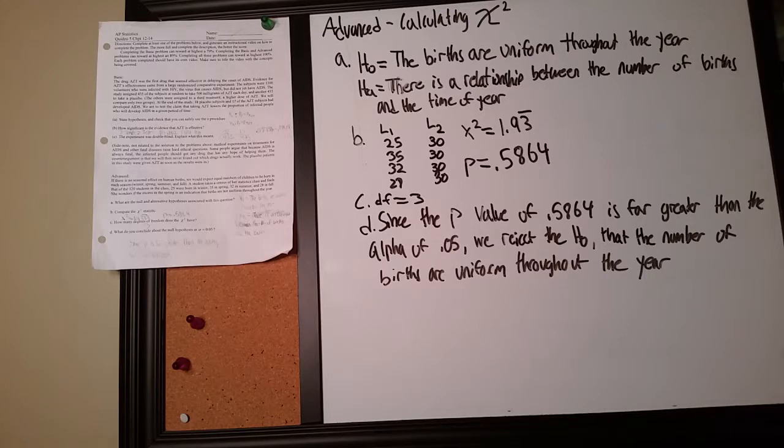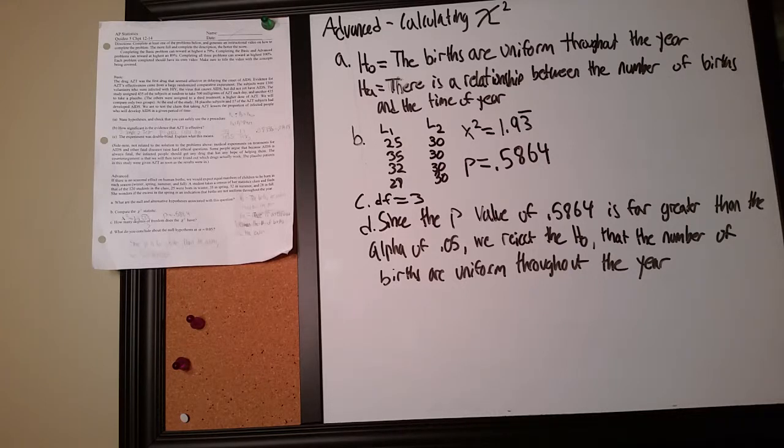This problem is a survey of students in a stats class, and a student wants to know if births are uniform throughout the year or not. Part A wants to know the null and alternate hypotheses. The null hypothesis is that the births are uniform throughout the year, and the alternate hypothesis is that there's a relationship between the number of births and the time of year.